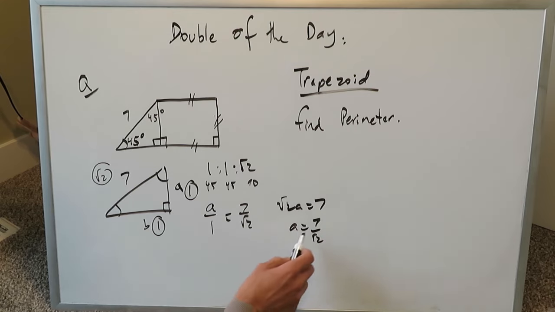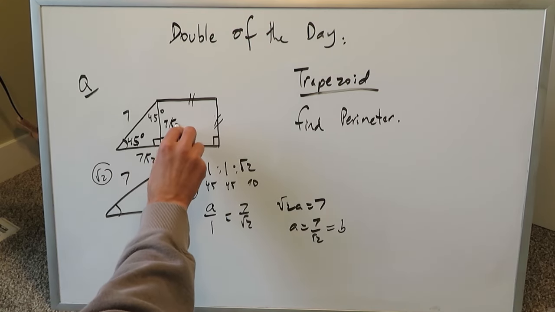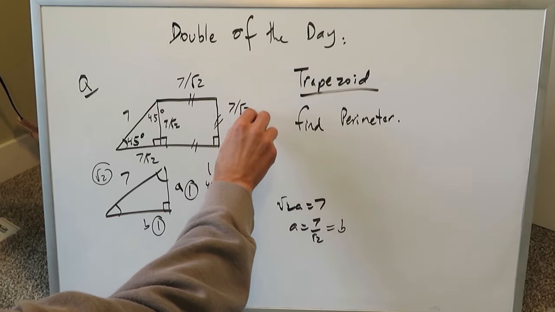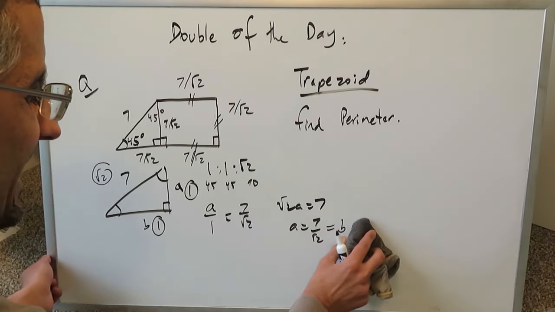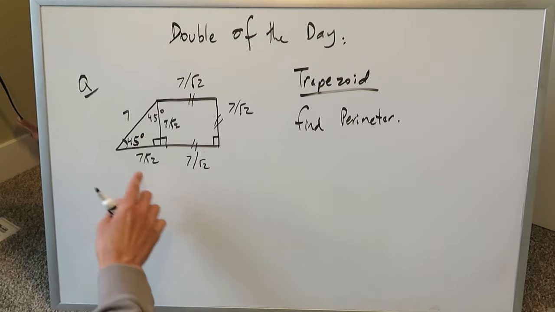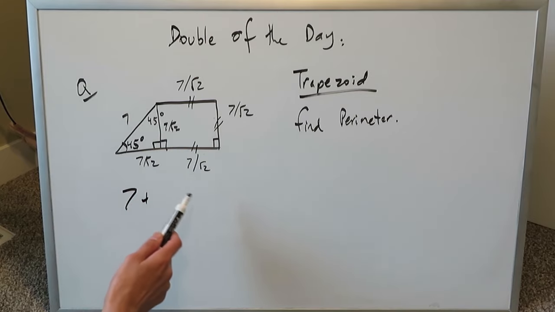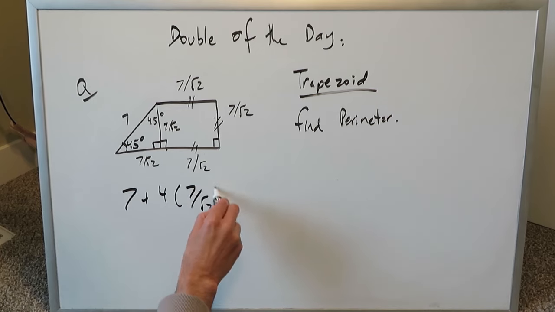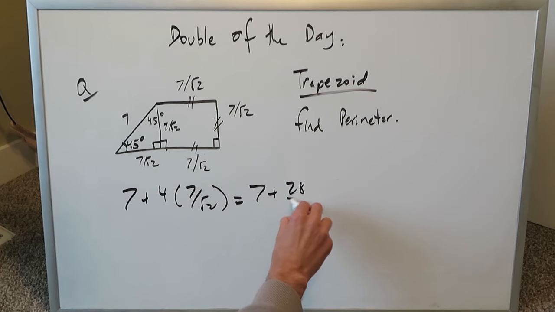You don't need to rationalize this, but A is equal to 7 over root 2, which is also equal to B. So now we know this right here is 7 over root 2, this right here is 7 over root 2. Then that means all of these sides are 7 over root 2 because it is a square. So now we have everything we need to finish this question. The perimeter must be equal to length of all of these sides added. We have a 7 right here, the hypotenuse, and then we have 1, 2, 3, 4 of these 7 over root 2 sides. So your answer will be 7 plus 28 over root 2.